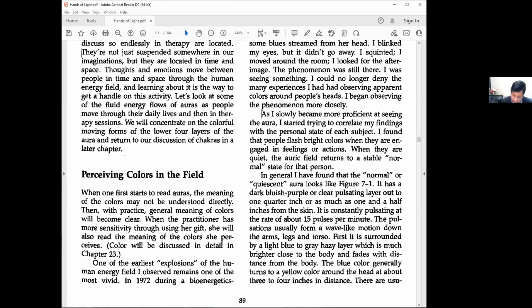As I slowly became more proficient at seeing the aura, I started trying to correlate my findings with the personal state of each subject. I found that people flash bright colors when they are engaged in feelings or actions. When they are quiet, the auric field returns to a stable, normal state for that person. So now this becomes important, right?